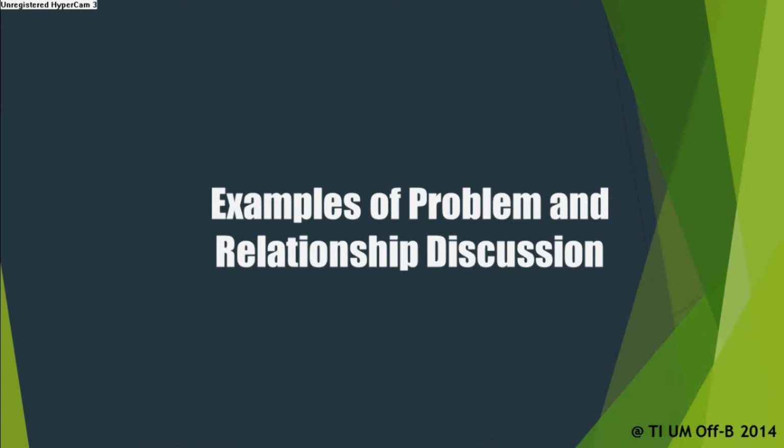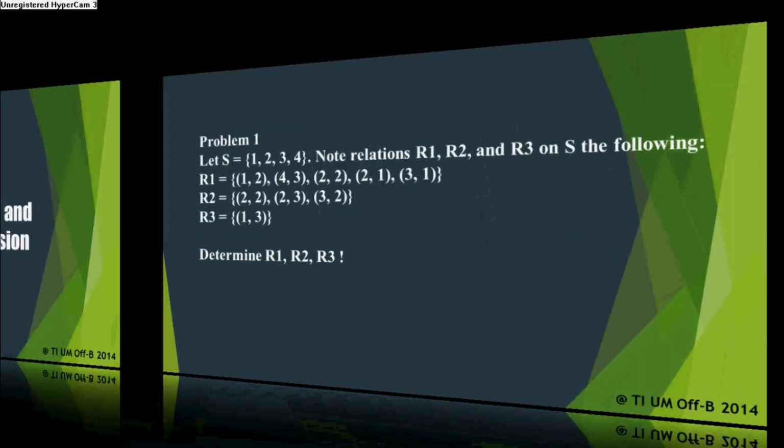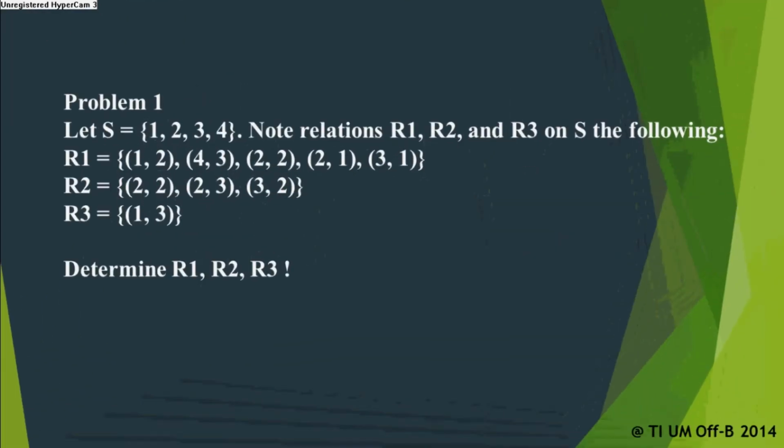Examples of problems and relationship discussion. Problem 1. Let S equal 1, 2, 3, 4. Note relations R1, R2, and R3 on S as follows: R1 equals (1,2), (4,3), (2,2), (2,1), and (3,1). R2 equals (2,2), (2,3), and (3,2). R3 equals (1,3). Determine whether R1, R2, and R3 are symmetric and transitive.